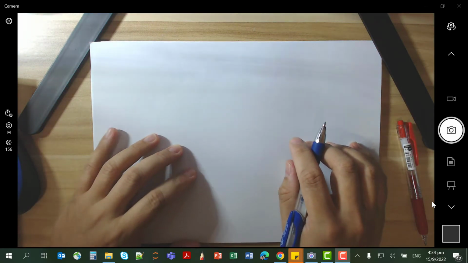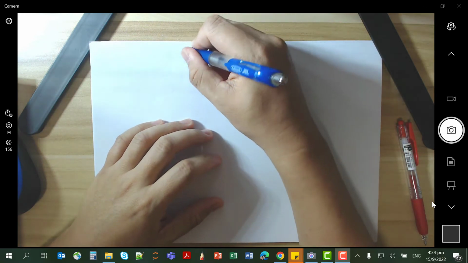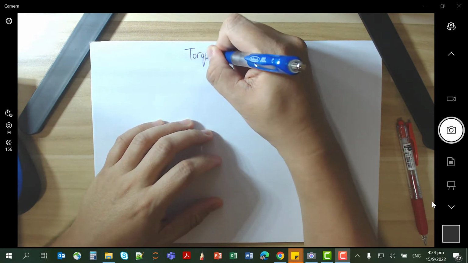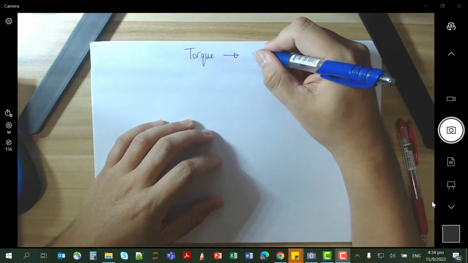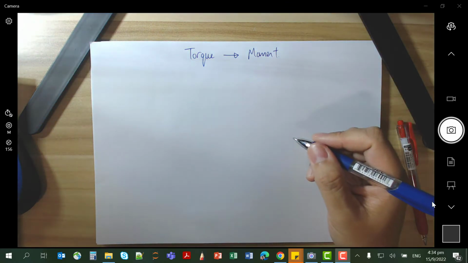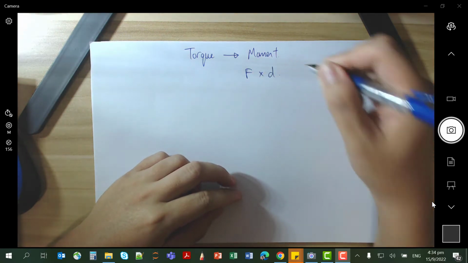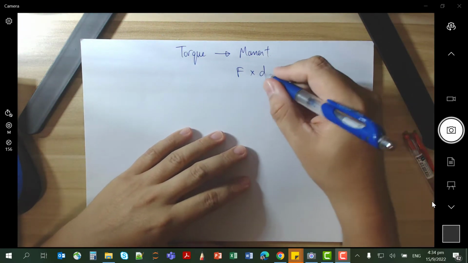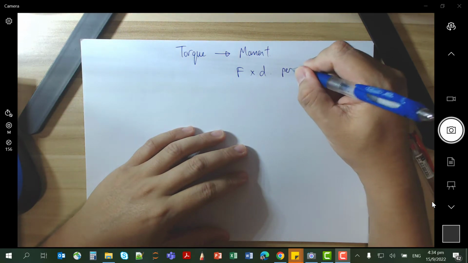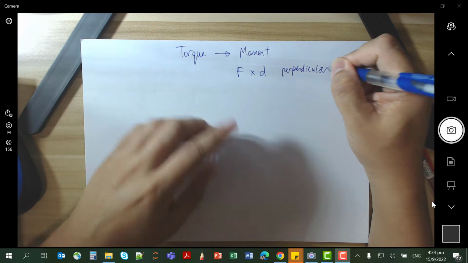Alright, let's look at the first topic now, torque and moment of inertia. Torque is very similar to another word called moment. Moment, I believe you have heard before, is basically a force multiplied by a distance, and this distance is typically a perpendicular distance, perpendicular to the direction of the force.